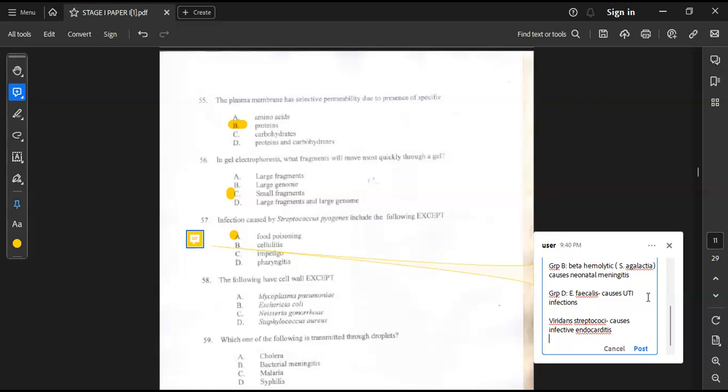If you want to culture, which media will you use? Blood agar because of hemolysis. I'm not sure. Let me check and see if I get it right.